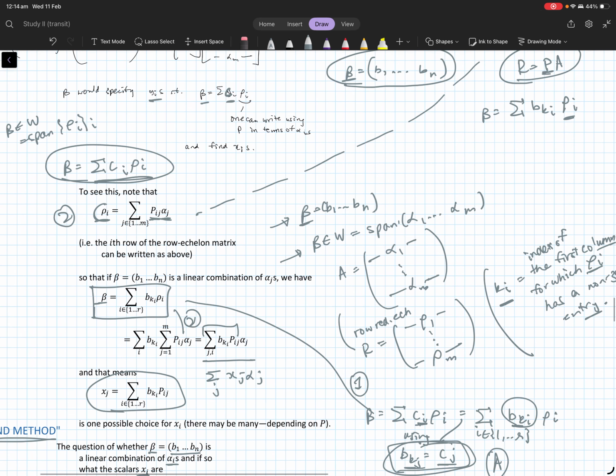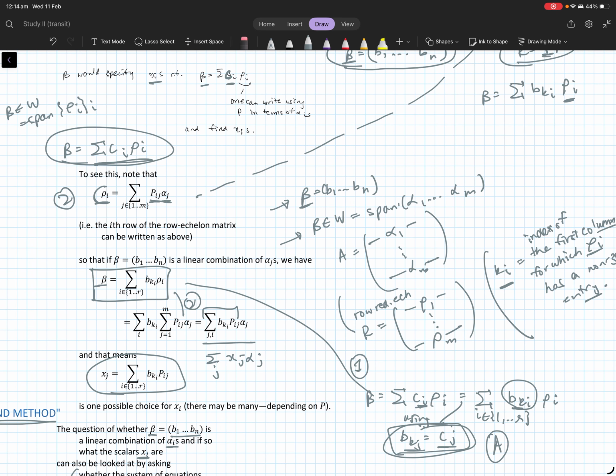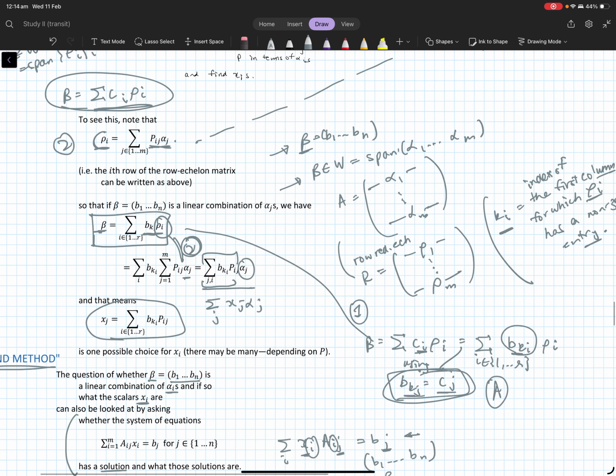Okay, and now what we're going to do is we're basically just going to do a very simple substitution. So beta can be written as the sum of b sub k i rho i, this I already explained. And then you just substitute for rho i using this equation above. Okay, so this is step 2. So you make that substitution, and what you'll get is some coefficient times alpha j, and then this coefficient you can directly read off.